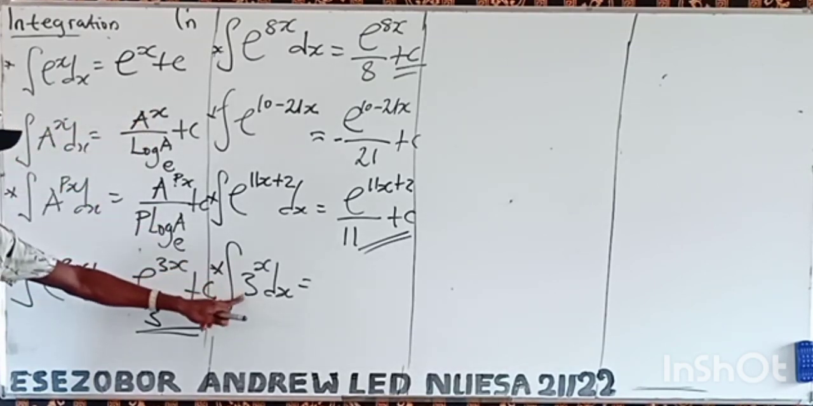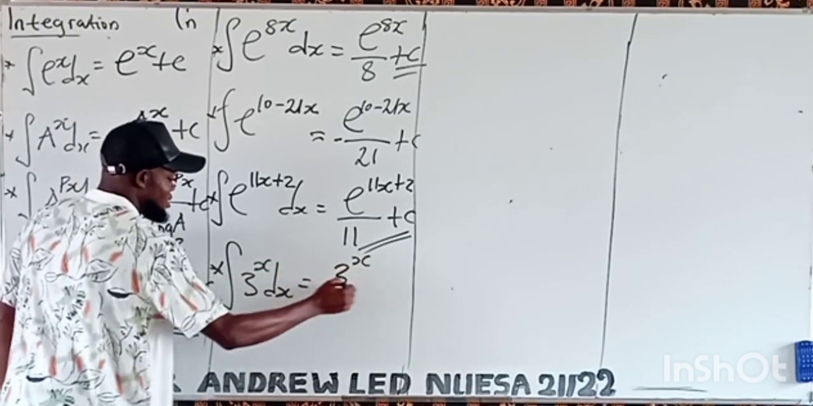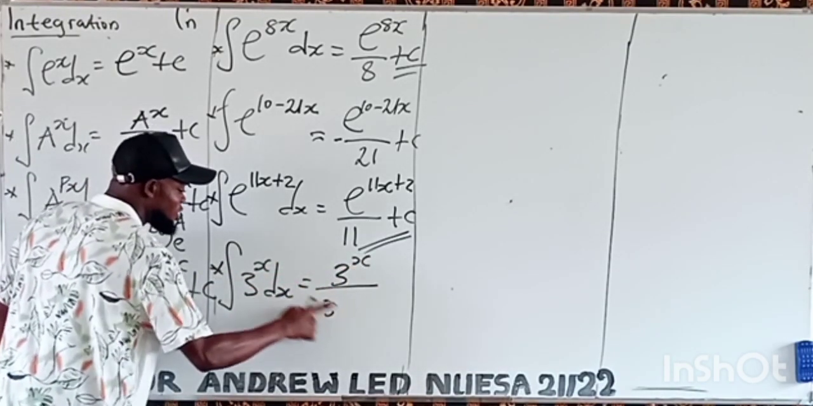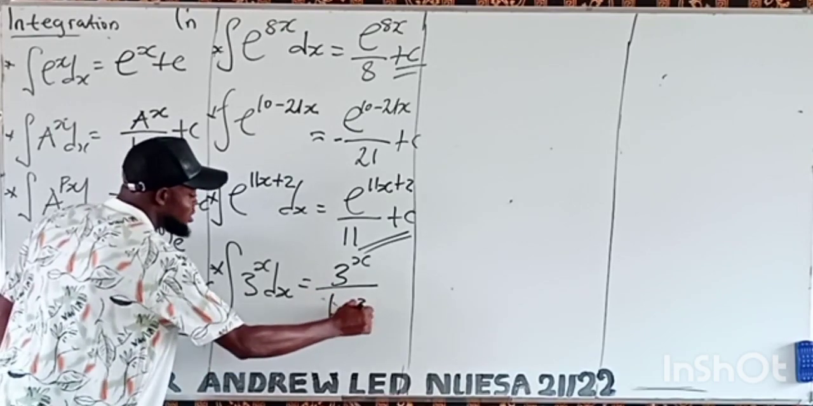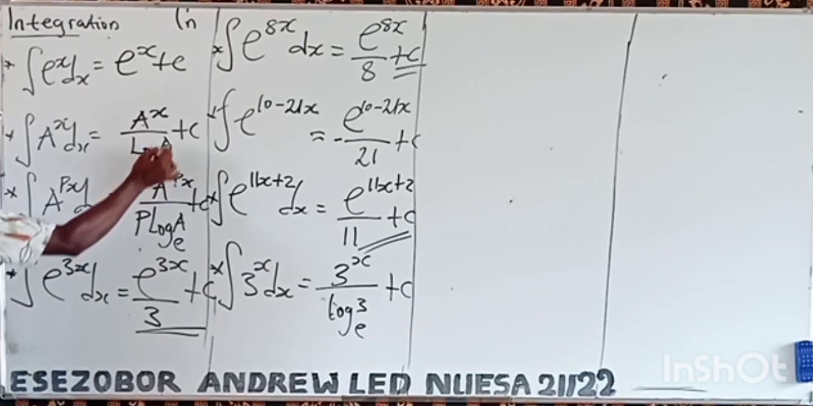What is a there now? A is 3. So I'm going to have 3 raised to power x all over what? Log 3 to base e plus c. A raised to power x all over log a to base e plus c.